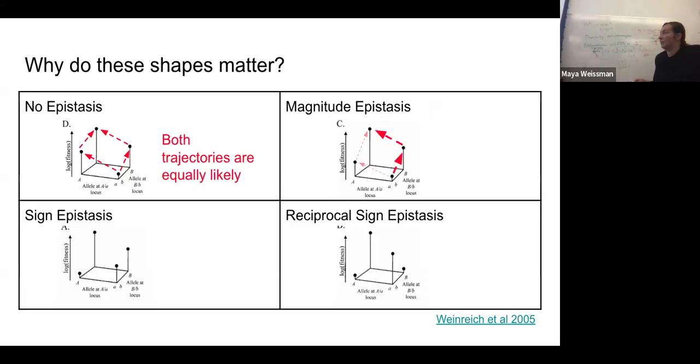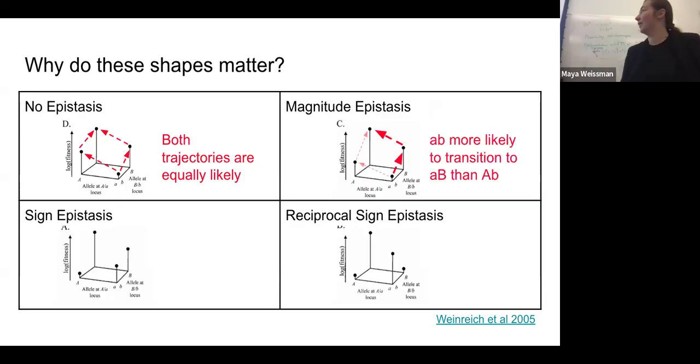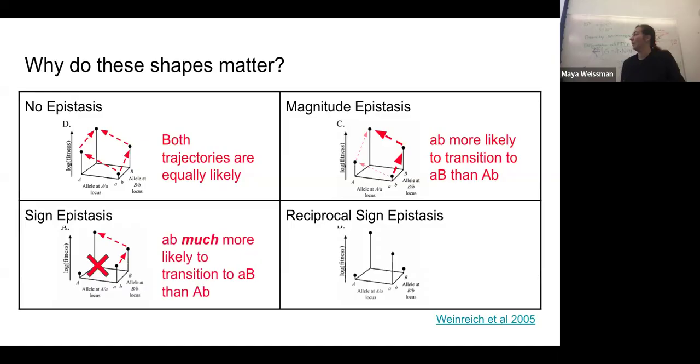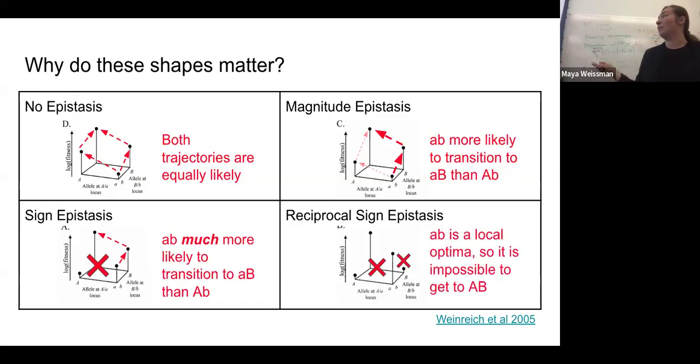By the end of a simulation, we would expect everyone to be at this global optima. Magnitude epistasis, on the other hand, means that one pathway ends up being a lot more probable than the other. So AB are way more likely to transition, because in that first step, you're increasing the fitness a lot. Sign epistasis renders some trajectories completely inaccessible, while others are the only ones possible. And finally, reciprocal sign epistasis is the only one of these that is actually going to generate local fitness optima where you'll get stuck and not be able to get to the global fitness optima in these very specific toy examples.